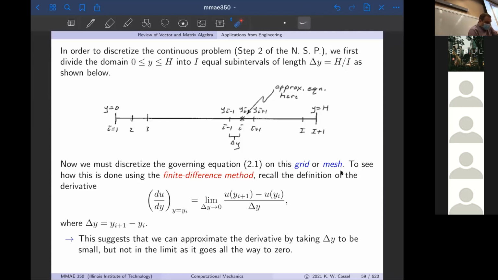So generically, just look at these 3 points. There's the point i, which could be 1, 2, 3, 4, all the way up to capital I plus 1. We have the point to the right, little i plus 1, the point to the left, little i minus 1. I'm approximating the equation right here at y_i, okay? And that approximation is going to involve the values above and below, or to the right and to the left.